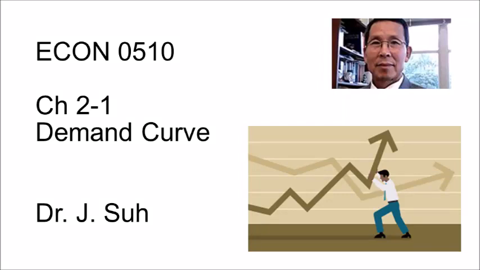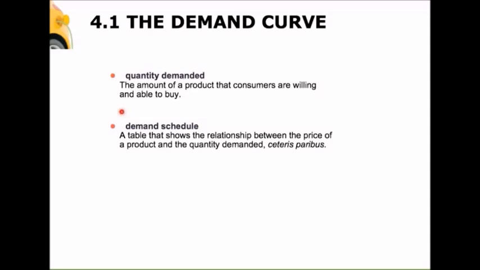In this section, we're learning about the demand curve. The demand curve talks about the relationship between the quantity demanded of a good or a service and the price that is being charged for that good or a service. And that relationship is shown in what's called the demand schedule. The demand schedule is a table that shows us the relationship between the price of the product and the quantity demanded, holding everything else constant.